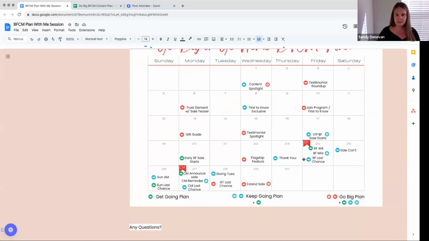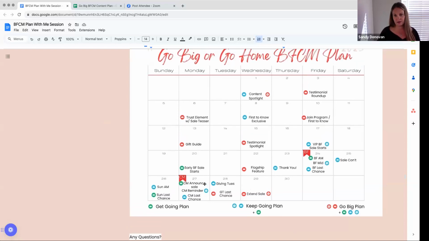So as you can see down here, we have a little symbol for all of the days, depending on the plan that you're going to follow. If you are green, you're just going to do the green dots. If you're blue, you're going to do blue and green dots. And if you're red, you're going to do everything. Okay. We have a plan for both emails. You'll find those are the icons on the left, and also SMS. Those are the icons on the right.